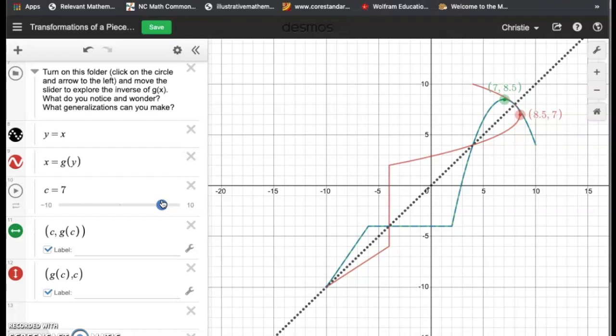At this point, 8.5, 7 is where I need to have a restricted piece on the inverse, which means 7, 8.5 is its corresponding point on the original function. Keep that point in mind. And if we go to the other side of that particular piece, it appears that it stops at about -4, 2. And again, its corresponding point on the original function is this value 2, -4. Again, keep that point in mind.